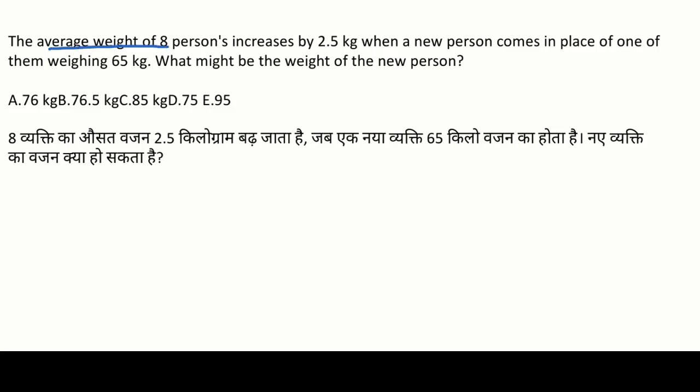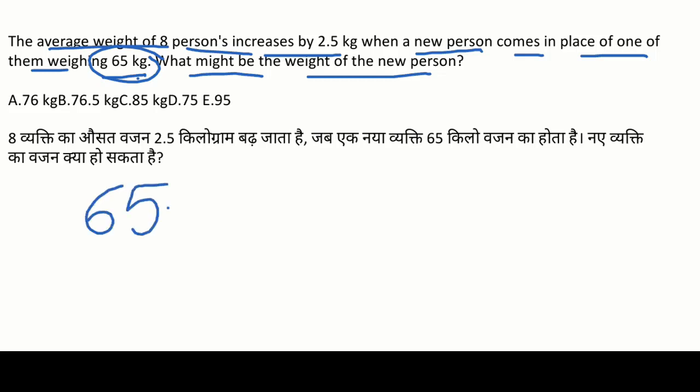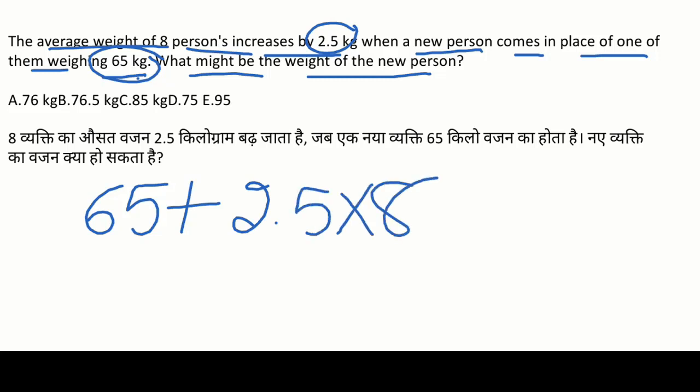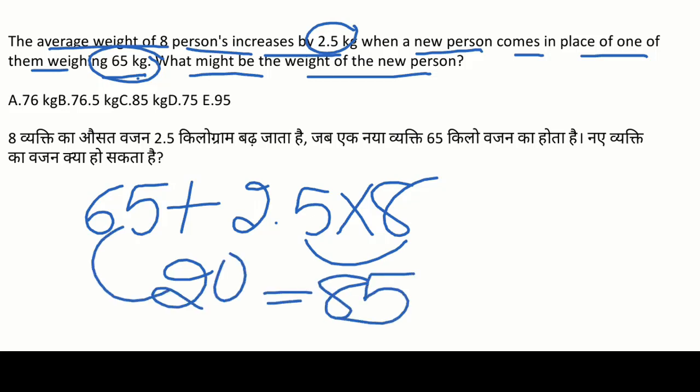The average weight of 8 persons increases by 2.5 kg when a new person comes in place of one of them weighing 65 kg. What might be the weight of the new person? So, one of them weighing 65 kg is replaced by the new one, right? So, what might be the weight of the new person? 65 kg plus what is the increase? 2.5 kg in 8 persons, right? So 2.5 into 8, 2 into 8, 16, plus 0.5 into 8, 4, 16 plus 4, 20 kg. So 65 plus 20 is equal to 85, which is in option C. So option C is the correct answer over here.